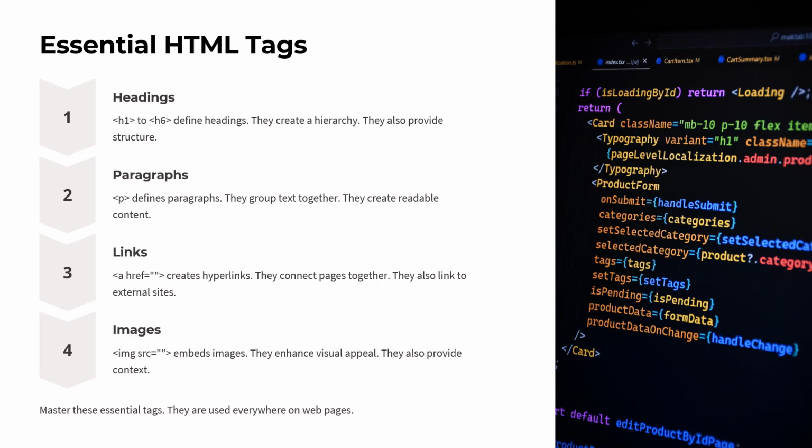HTML consists of essential tags that help structure content and enhance the user experience on a web page. Among the most commonly used are headings, paragraphs, links, and images, each serving a specific purpose in organizing and displaying information effectively. Headings defined by H1 to H6 tags establish a clear hierarchy within a document. The H1 tag represents the most important heading, while H6 is the least significant. Proper use of headings improves readability and helps search engines understand the structure of the content.